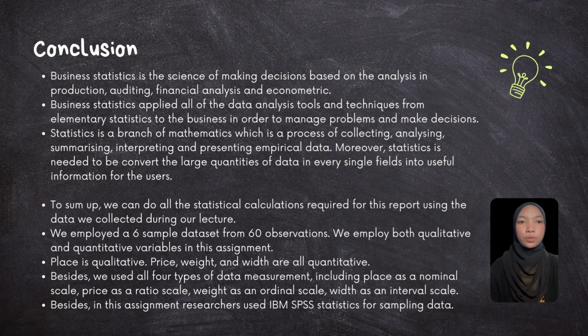To sum up, we can do all the statistical conclusions required for this report using the data we collected during our lecture. We employed a 6-sample data set from 60 observations. We employ both qualitative and quantitative variables in this assignment. Place is qualitative; price, weight, and width are all quantitative. Besides, we use all 4 types of data measurement, including place as a nominal scale, price as a ratio scale, weight as an ordinal scale, and width as an interval scale. Besides, in this assignment, researchers use IBM SPSS Statistics for sampling data.